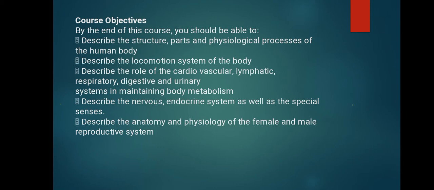So, we begin with the course objectives, what you're expected to know. By the end of this course, you should be able to describe the structure, parts, and physiological processes of the human body, describe the locomotion system of the body, describe the role of the cardiovascular, lymphatic, respiratory, digestive, and urinary systems in maintaining body metabolism, describe the endocrine nervous system as well as the special senses. Describe the anatomy and physiology of the female and male reproductive system.